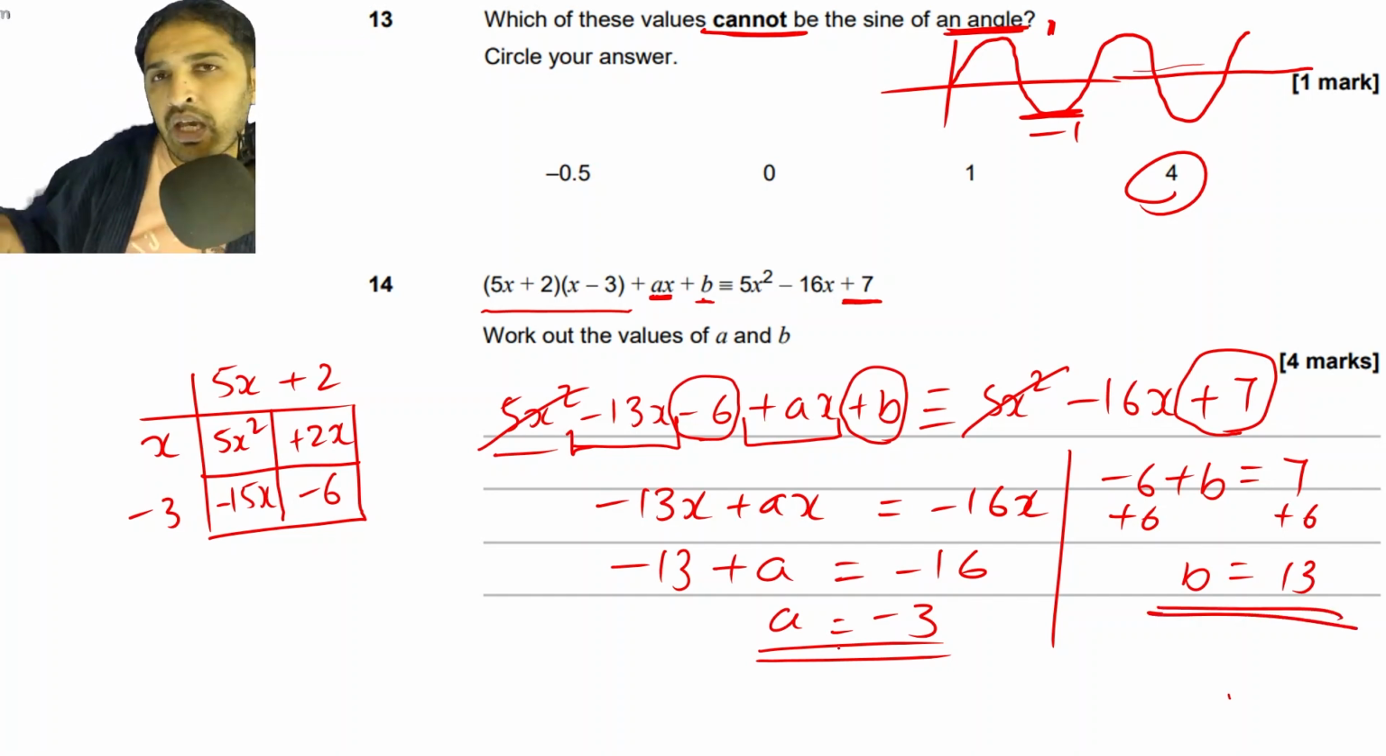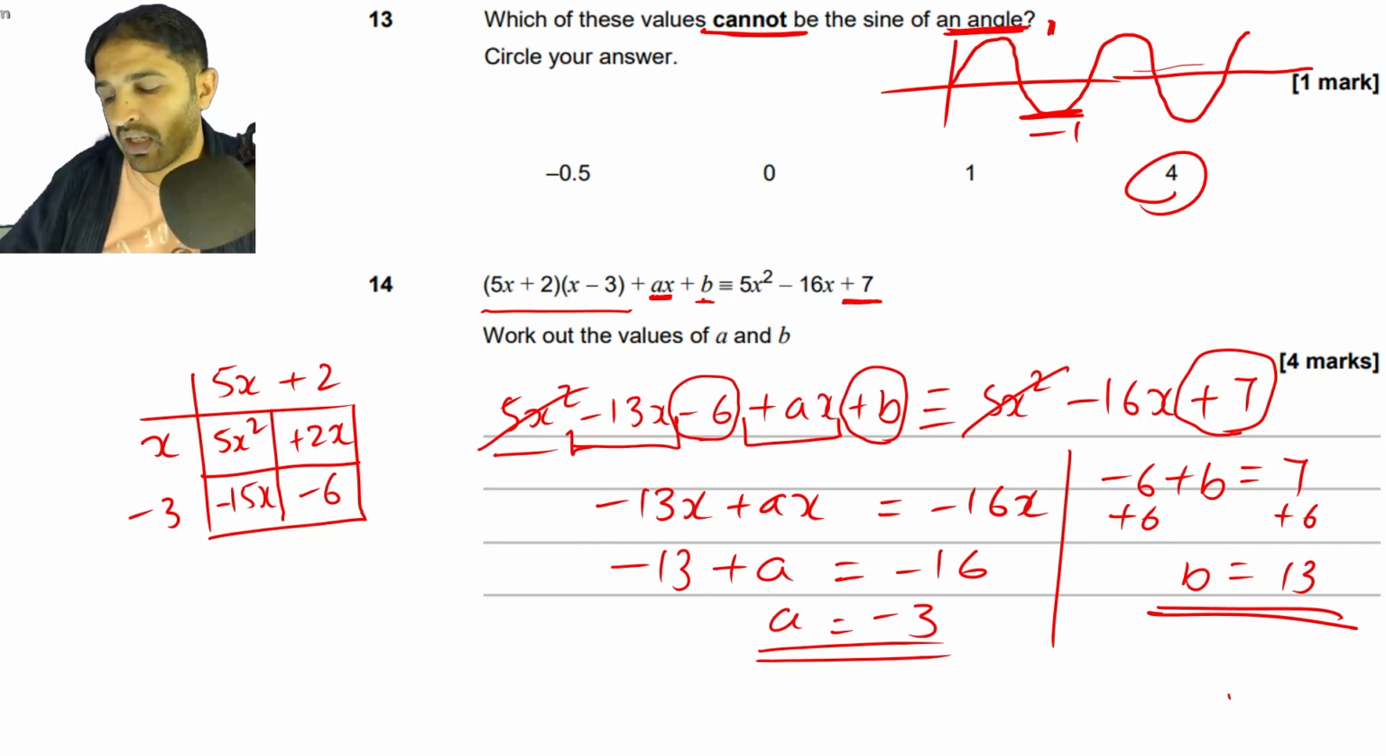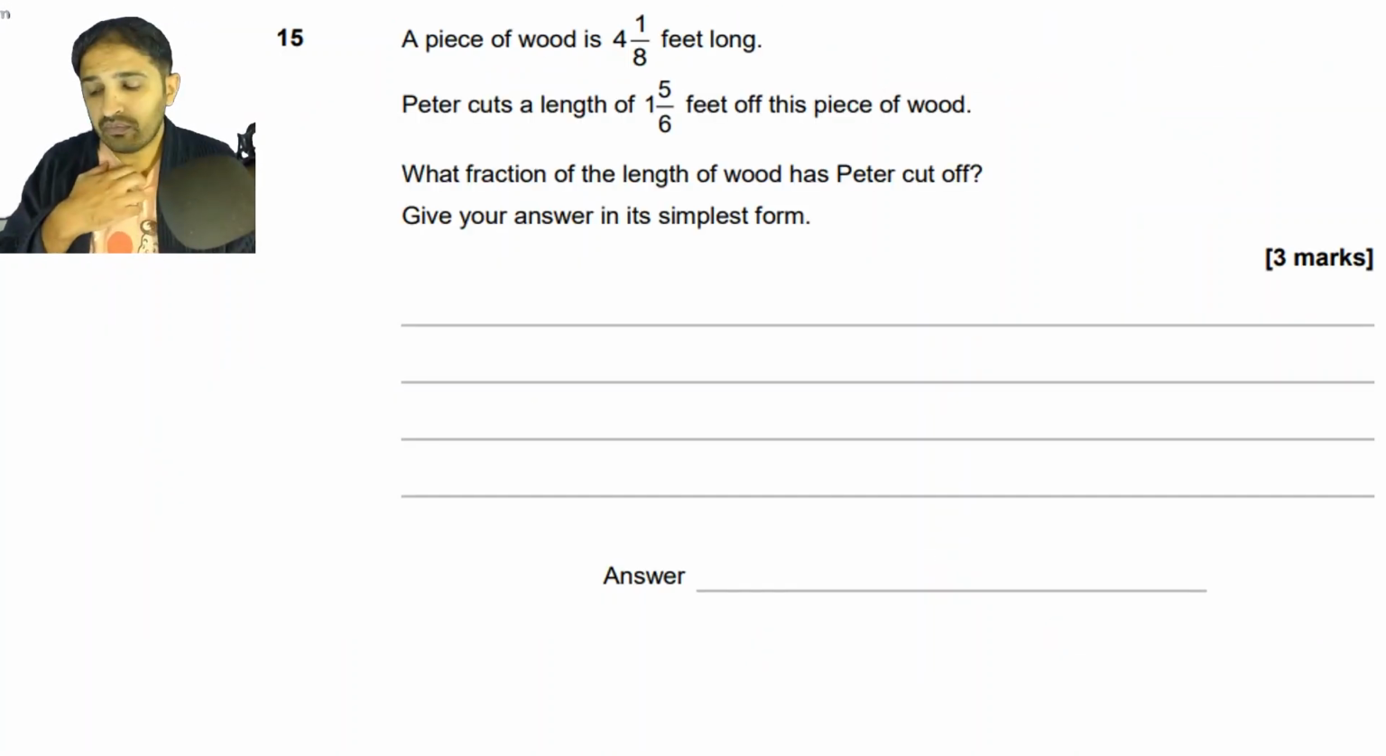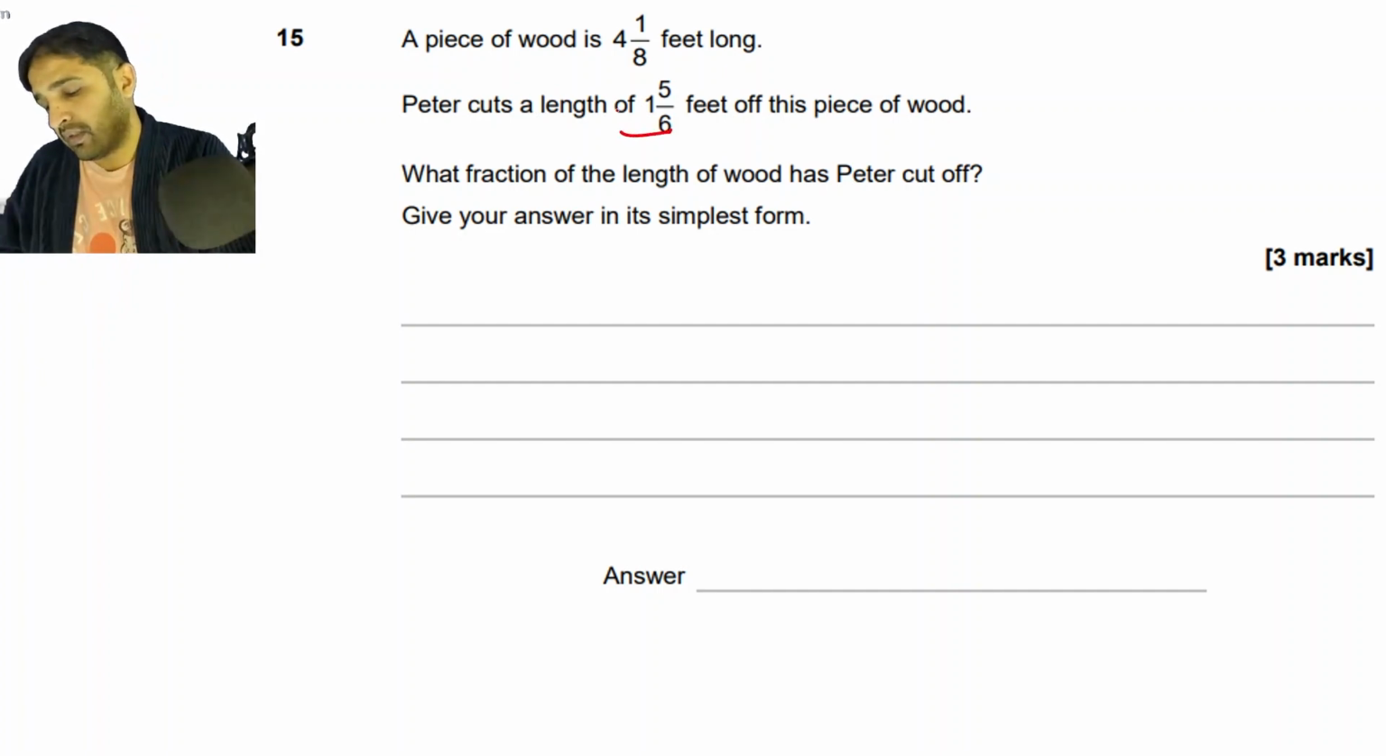So whenever you have this kind of question, make sure you compare the coefficients of the like terms. So look, the coefficient of x squared is 5 there. The coefficient of x squared is 5 there. The coefficient of x is minus 13 and add a. The coefficient of x on this side is negative 16. So the minus 13 add a is equal to negative 16. And the same for the constant. We've got negative 6 and b. So negative 6 add b should be equal to 7. Right. Okay.